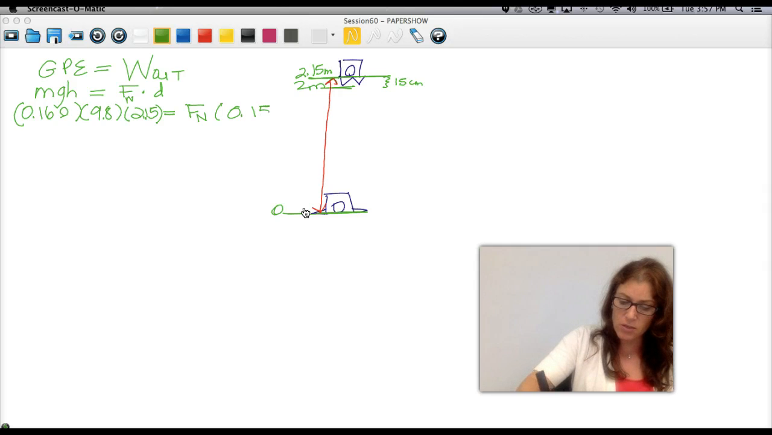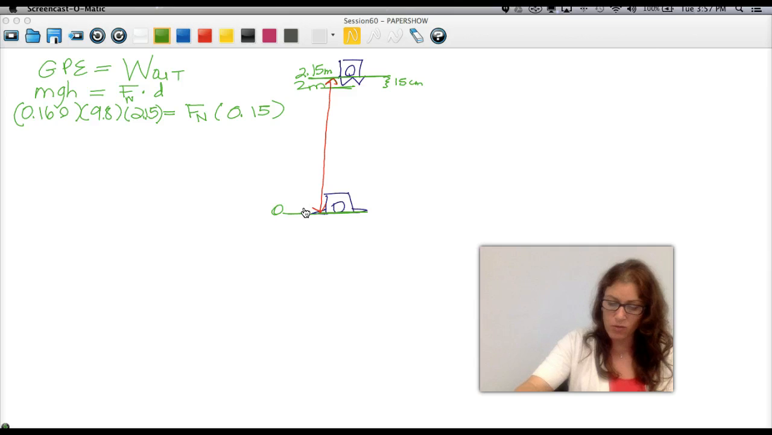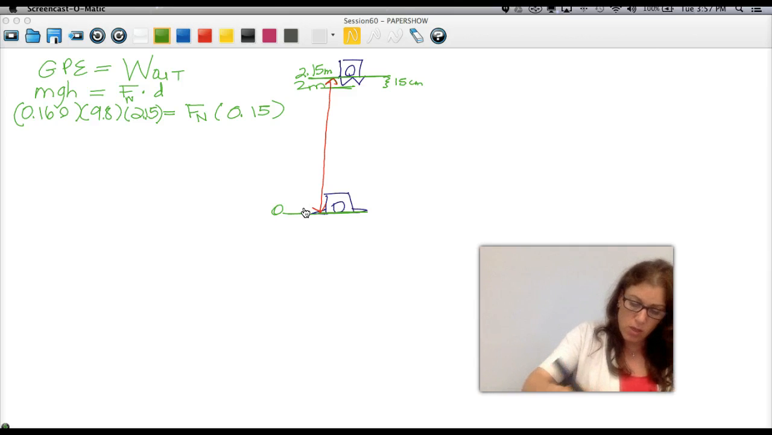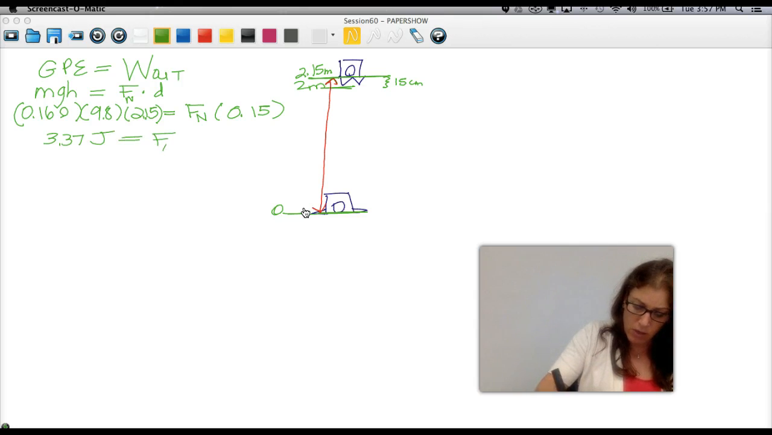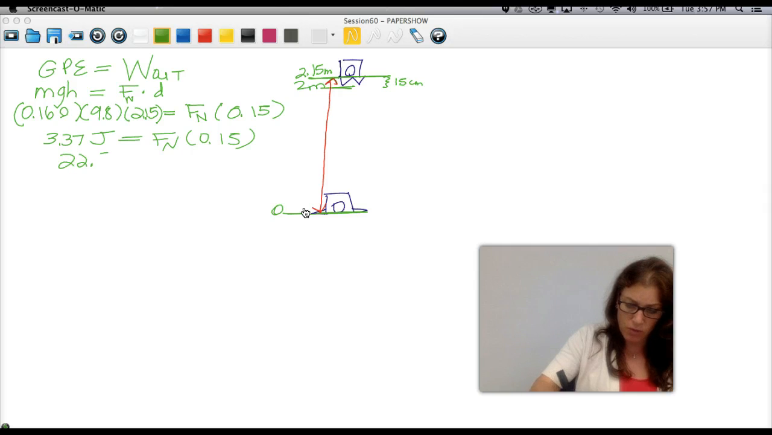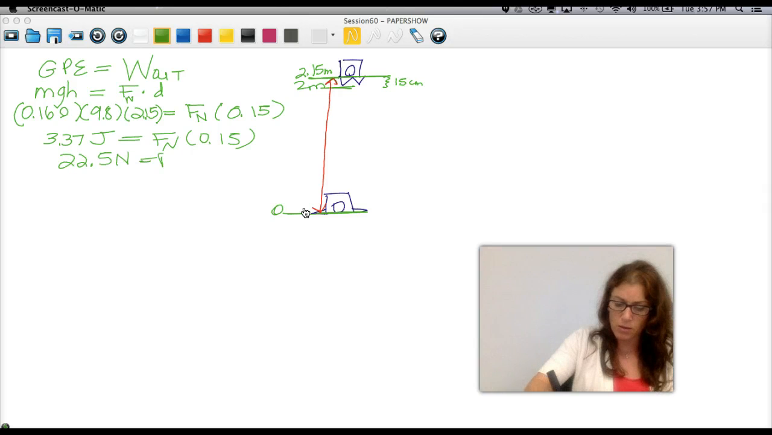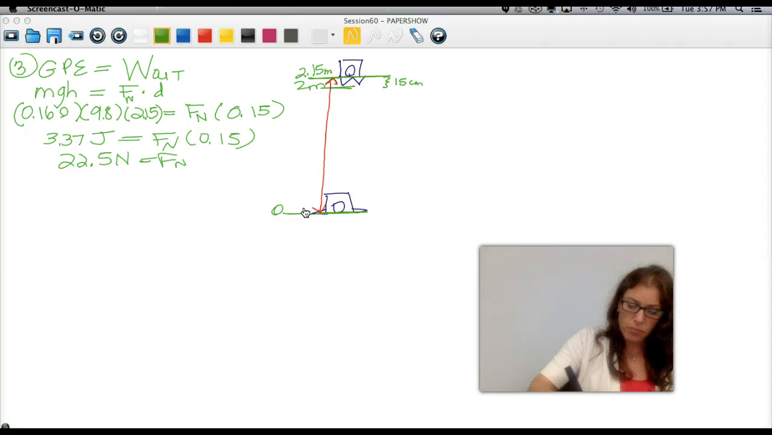And then the distance that the floor acts is only that 0.15 meters, right, that it squishes down. So when you do this, you get 0.16 times 9.8 times 2.15. That's 3.37 joules. This is Fn times 0.15. And then you divide by 0.15 and you get 22.5 newtons, which is what we got the other method. Okay, so that's number 3.